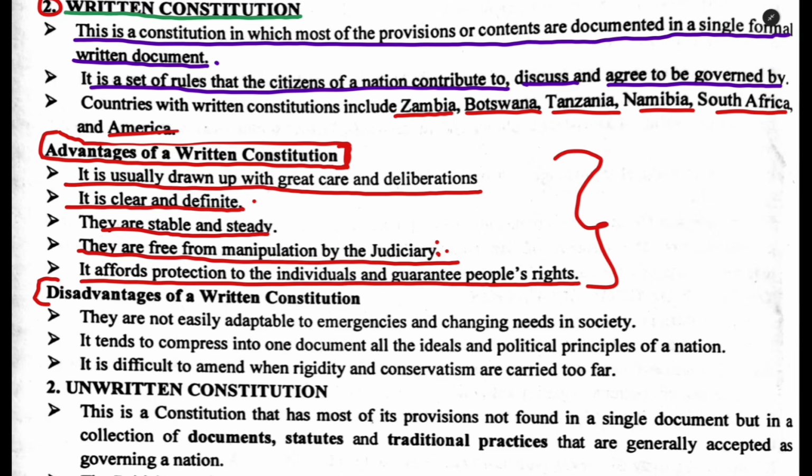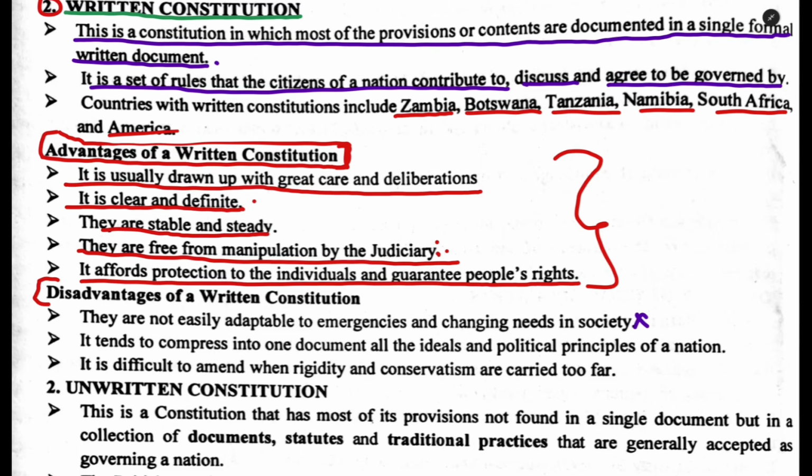So they are not easily adaptable to emergencies and changing needs in the society. Since they are steady and stable, they are difficult to change. In case there is an emergency that needs to be handled, it has to go through the changing of the constitution, then you can handle that emergency. So they are difficult to change. As a result, they do not respond to emergencies and changing needs in society.